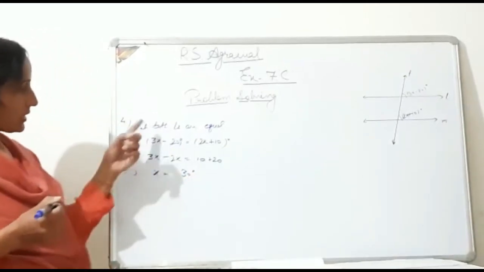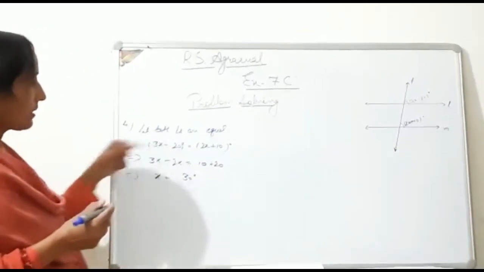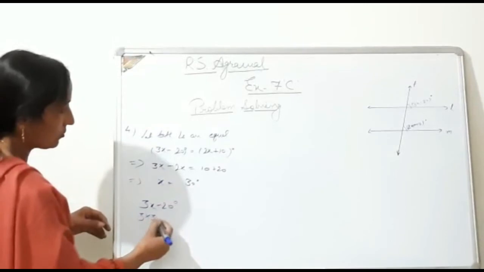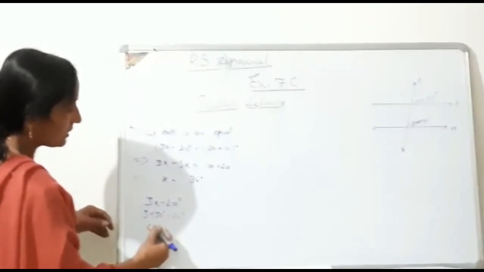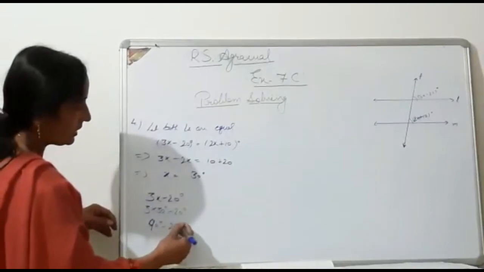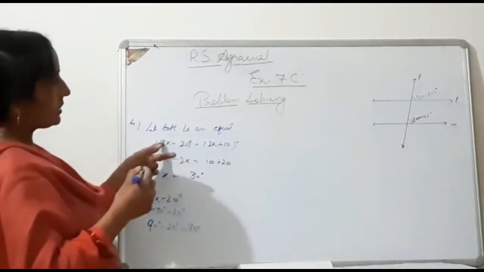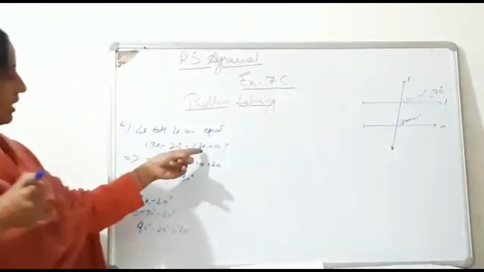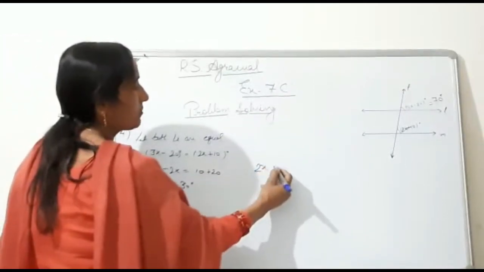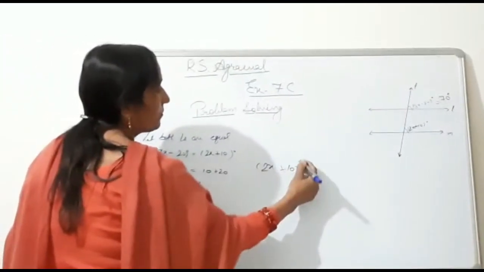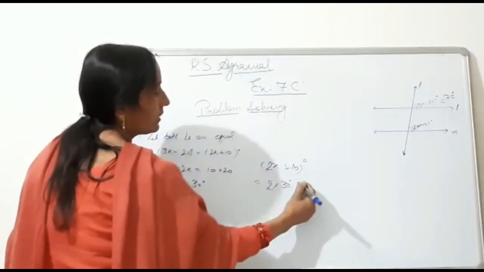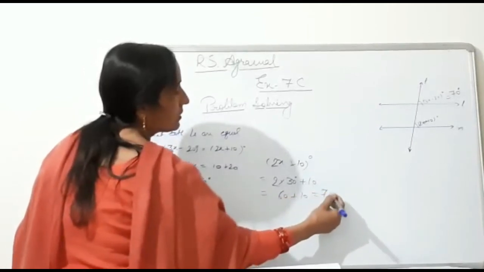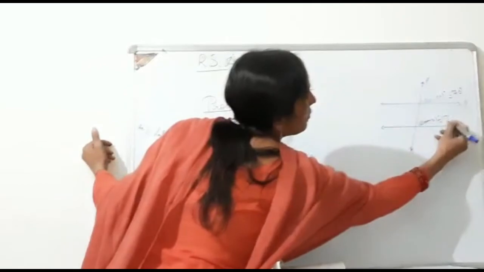Now we will put the value of x in both the angles measurement. Okay. 3x minus 20. Here we will put the value of x. Then we will get 3 into 30 degree minus 20. 90 degree minus 20 degree is equal to 70 degree. So the value of this angle we got is 70 degree. Now another angle we will find. 2x plus 10 degree is equal to 2 into 30 degree plus 10 is equal to 60 plus 10 is equal to 70 degree. Again we got this angle also 70 degree.